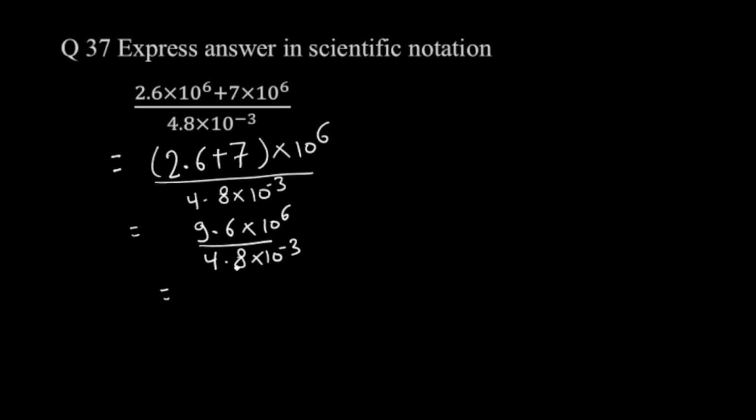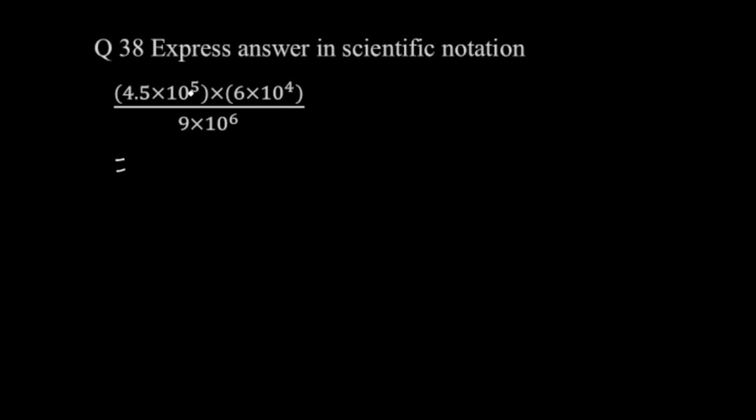9.6 divided by 4.8 is 2 multiply 10 to the power 6. We have a negative power on the denominator. If we move it to the numerator, this is going to be positive. 6 plus 3. 2 multiply 10 to the power 6 plus 3, that is 9. Now practice some questions.